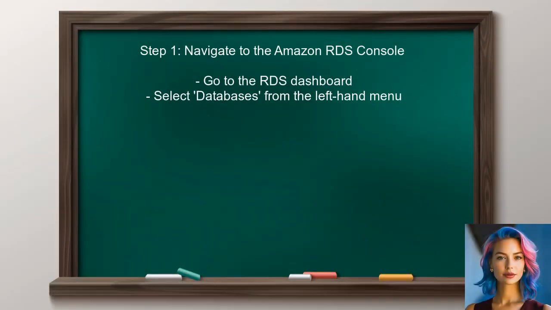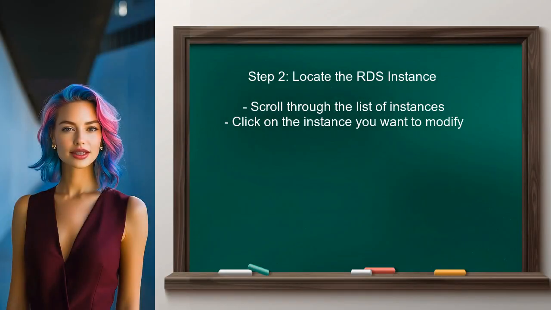To change the parameter group of an AWS RDS instance, the user should first navigate to the Amazon RDS console. From there, they need to select the Databases option in the left-hand menu. Next, the user should find the specific RDS instance they want to modify. They can do this by scrolling through the list of instances displayed on the screen.